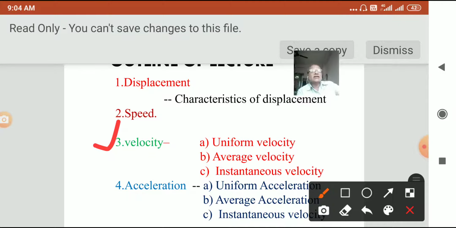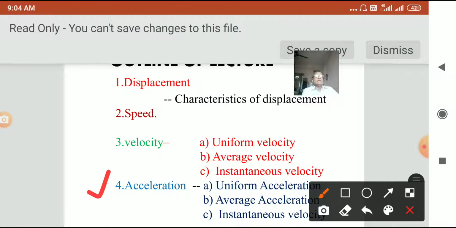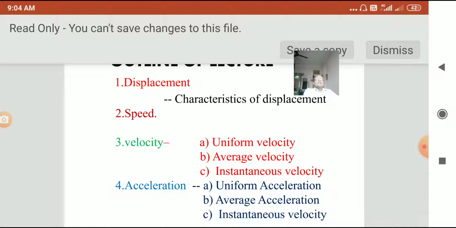Now next short article is acceleration. Acceleration is defined as the rate of change of velocity with respect to time. As velocity is a vector, acceleration is also a vector. Again, acceleration is of three types: first is average acceleration, uniform acceleration, and instantaneous acceleration.